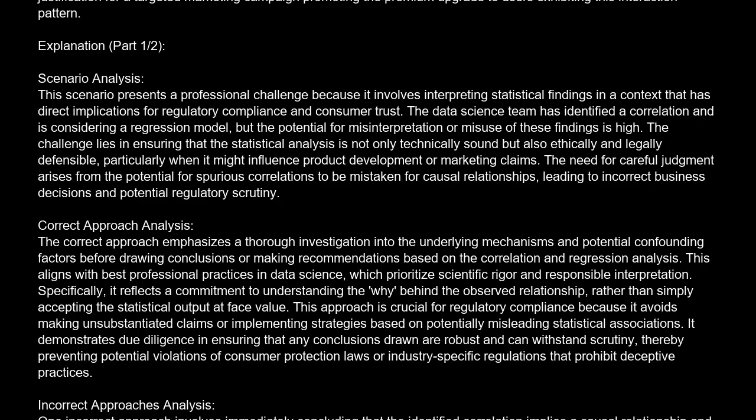rather than simply accepting the statistical output at face value. This approach is crucial for regulatory compliance because it avoids making unsubstantiated claims or implementing strategies based on potentially misleading statistical association. It demonstrates due diligence in ensuring that any conclusions drawn are robust and can withstand scrutiny, thereby preventing potential violations of consumer protection laws or industry-specific regulations that prohibit deceptive practices.